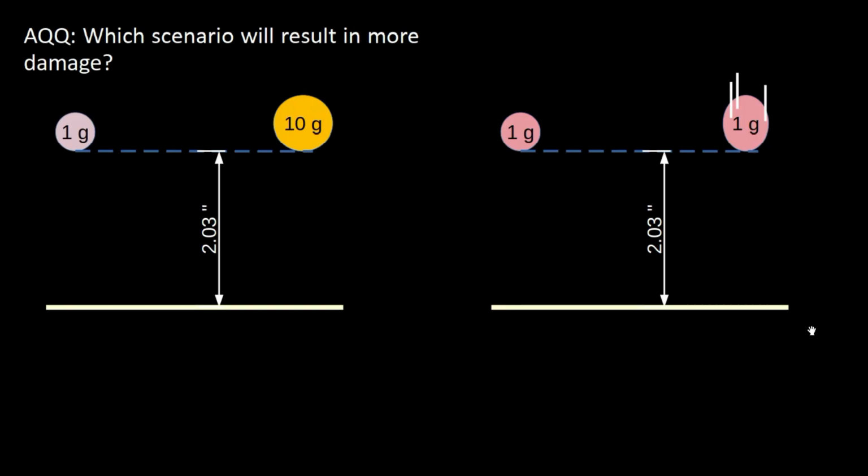Now, in case 2, we have the same object, but the first object is let go from this height, while the second object is thrown from this height. That is, it has certain velocity. It already has some velocity, but the mass is same. Now the question is, which will damage the surface more? Okay, I hope you guys have your answer.